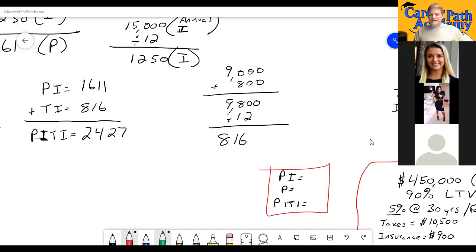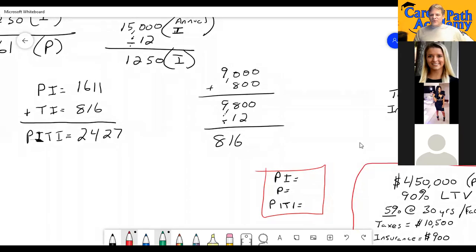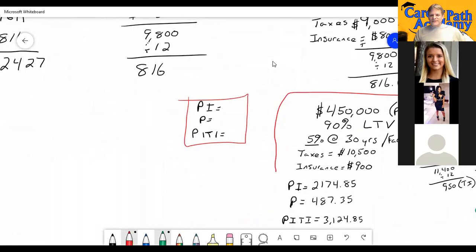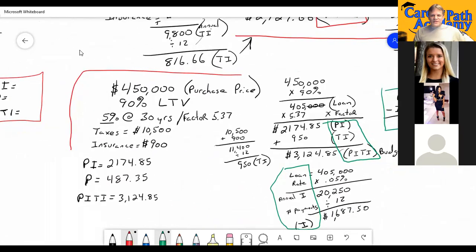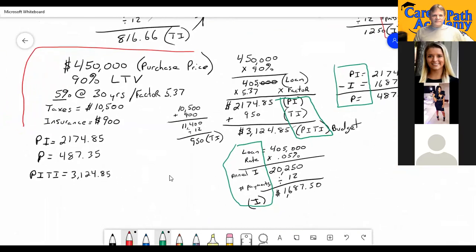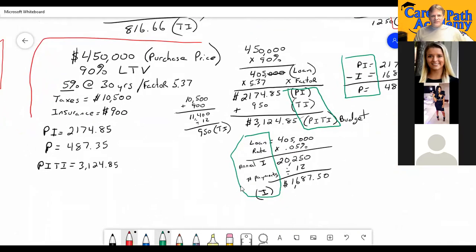All right, let's work this. Let me expose it to you on the board because everybody is off on it. Here are the answers, and here's how we came out to it. Everybody was wrong on this. If the purchase price is $450,000, what is the loan amount? Well, if the LTV is 90%, 450 times 90 percent would give you a $405,000 loan.